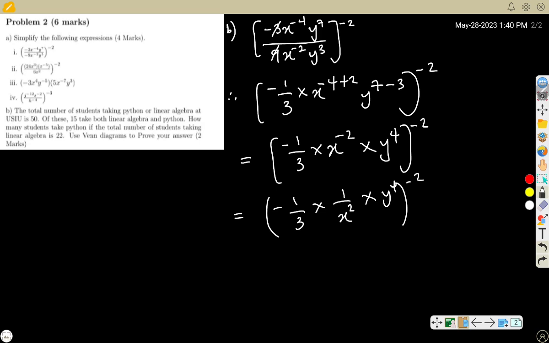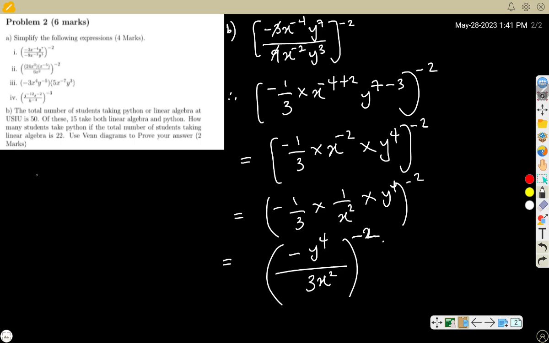So this is the same thing as minus y raised to power 4 divided by 3s squared, everything raised to power minus 2. So now this number outside the bracket can affect everything inside the bracket, so it will multiply the powers.